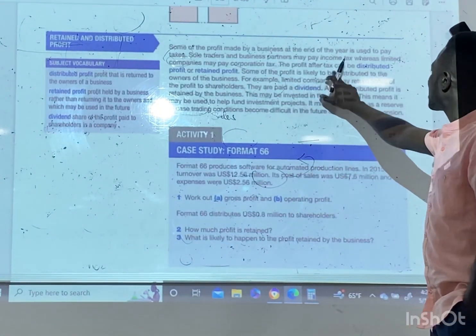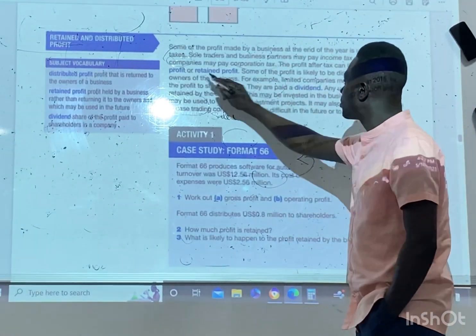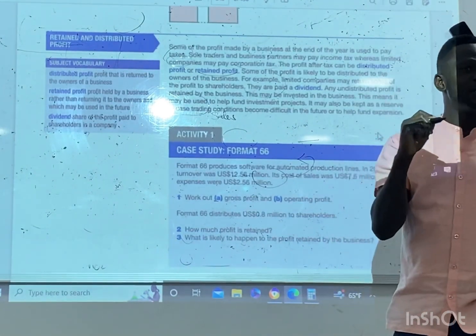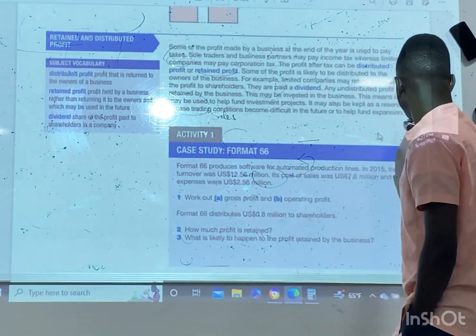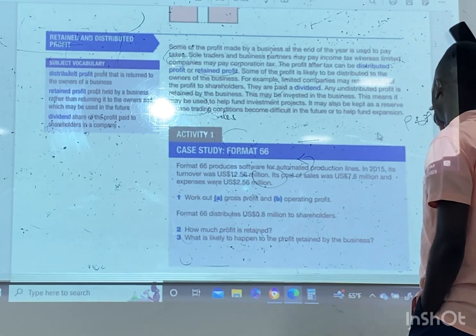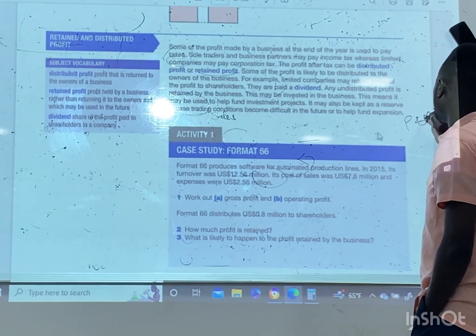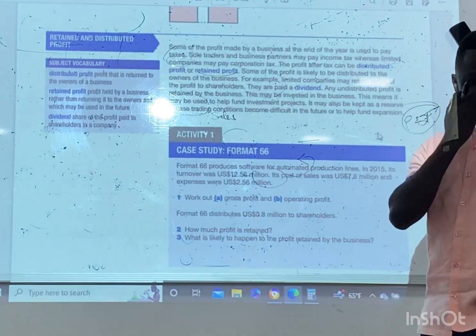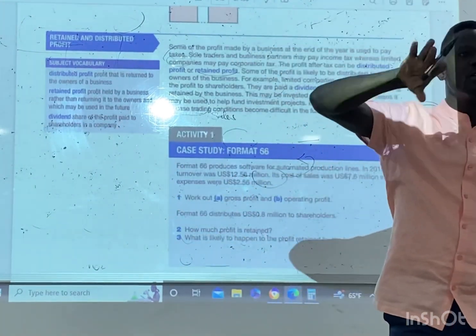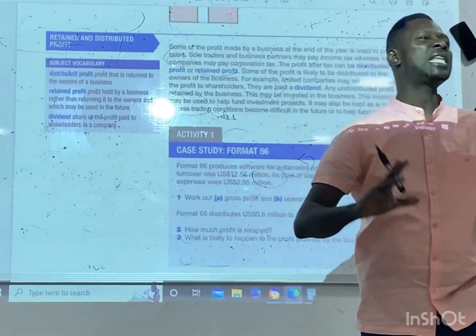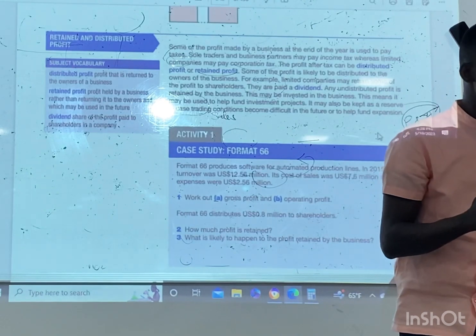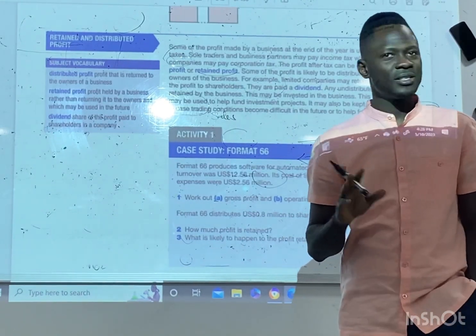Now, they said the profit after tax can be distributed profit or retained profit. As soon as you pay your taxes, the amount that is left, if you are taking it back to the business, it is retained profit. If you have to share it with shareholders, then you distribute it. Do you get the difference here?